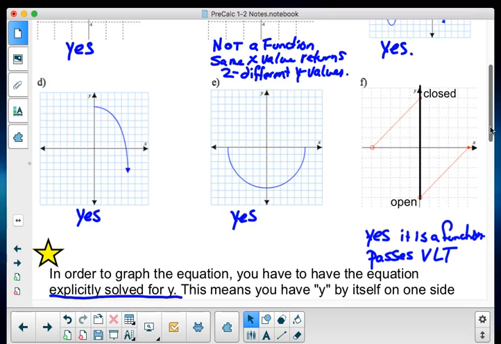Yes, sir. Yes, because it was closed or open. Now, if they're both closed in letter F, it would not be a function because I'd have two things connected to it. If they're both open, it would be a discontinuity. Being that they're both open, I just have a hole at that point in that function.